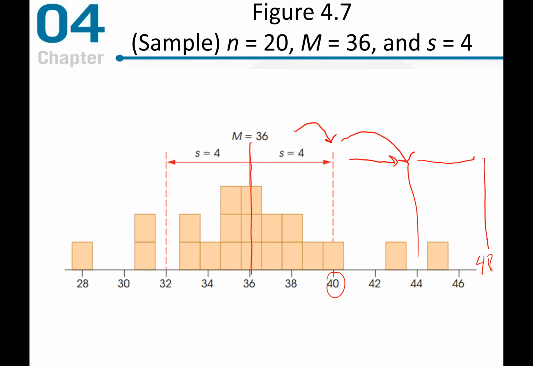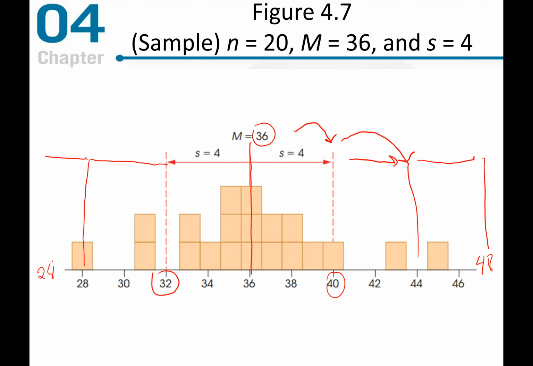All right. And going the opposite way, 1 standard deviation below the mean is 36 minus 4, which gives us 32. 2 standard deviations below the mean is right here at 28. And 3 standard deviations below the mean is 24.